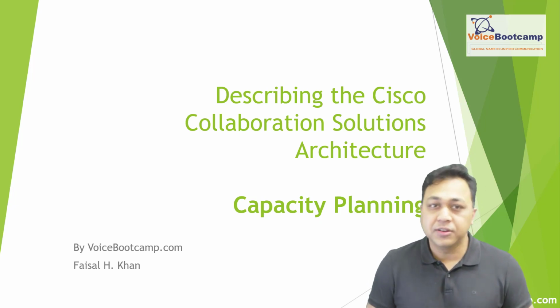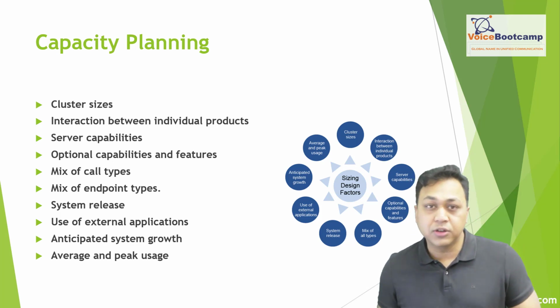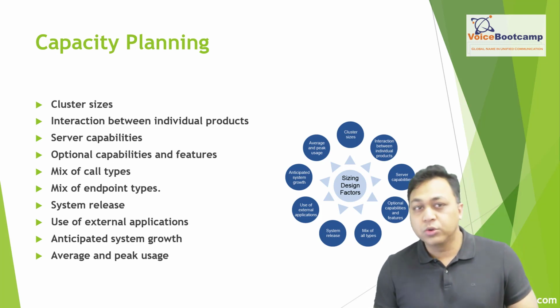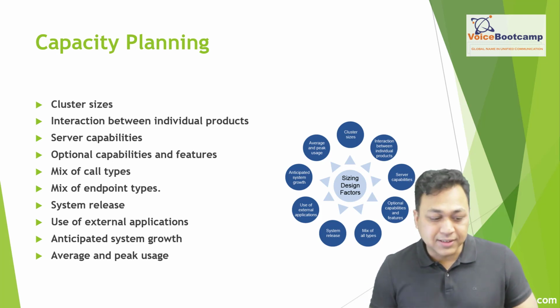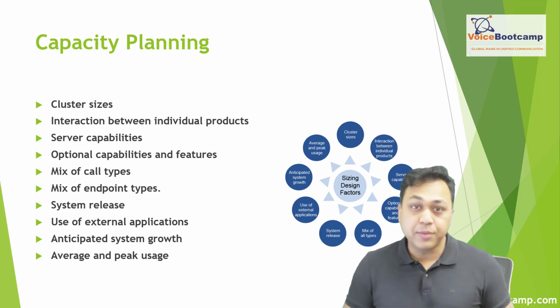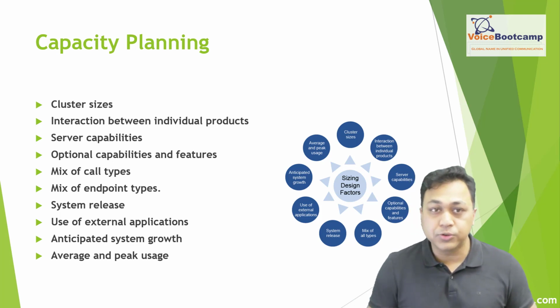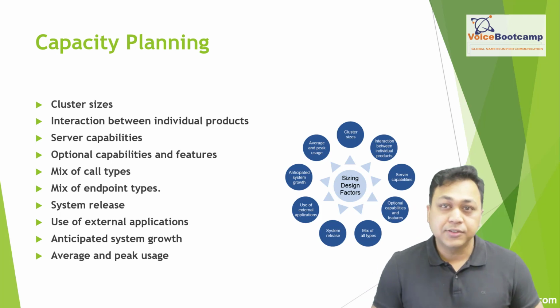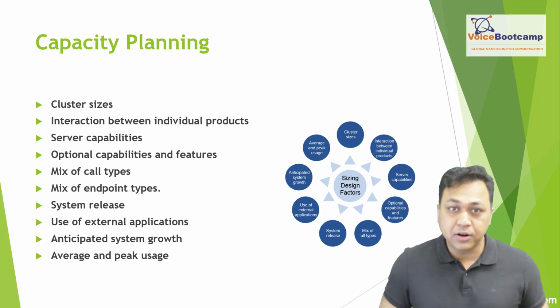In this video, we're going to focus on capacity planning. Capacity planning has many different areas that you need to focus on when designing a network. Here, we're going to talk about cluster size, interconnection between individual products, server capability, optional capabilities and features, mix of call types, different types of endpoints, along with system release, what happens if you go from one version to another, and so on. This topic is going to discuss some of those capacity planning requirements, particularly when designing for different sizes of environment.